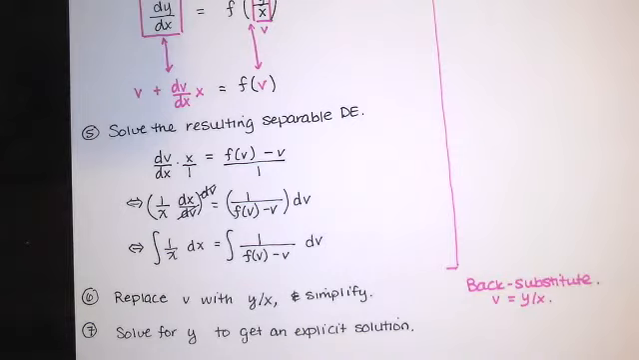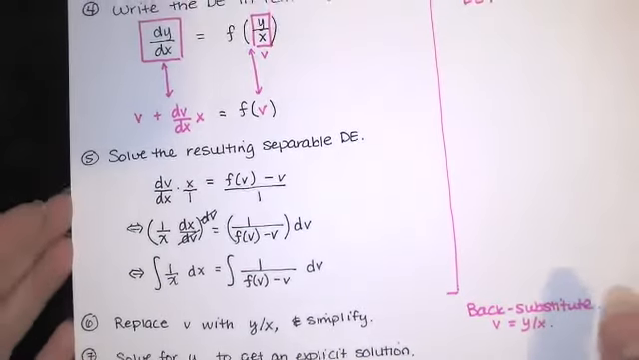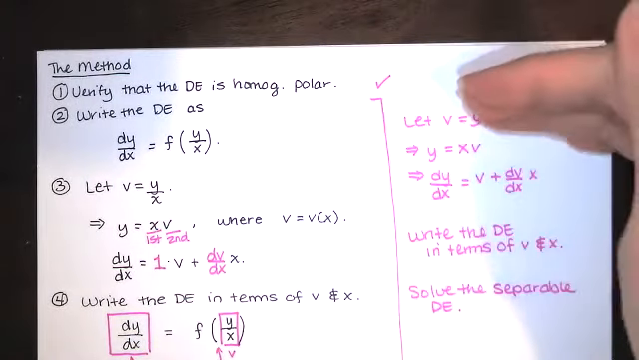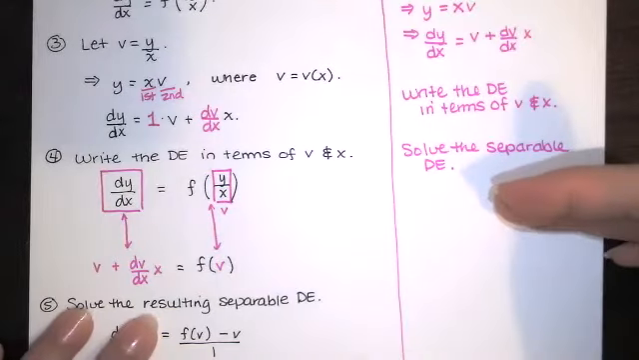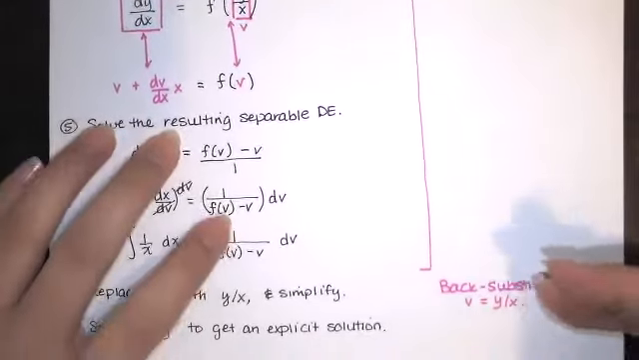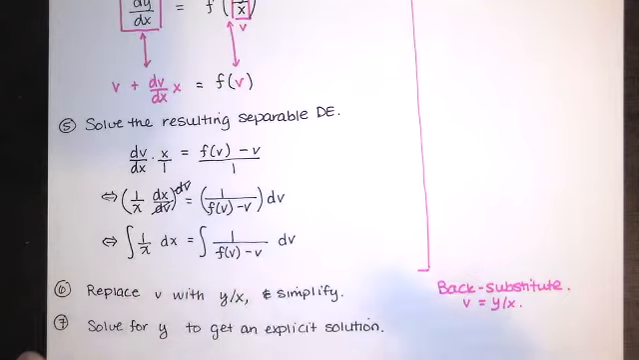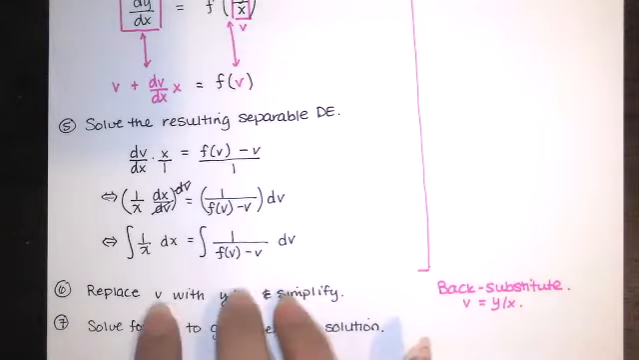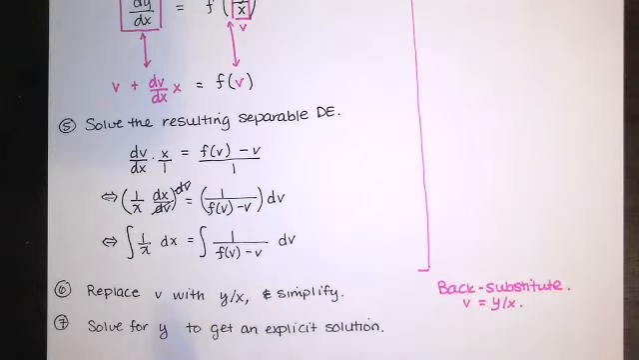Okay, so that is the summary of the method, the big picture. You recognize it is homogeneous polar. You let v equal y over x. Then the differential equation will be separable in v and x. Solve that differential equation for a function of x set equal to a function of v plus c. And then you've got an implicit solution. So you back substitute and you're done. Let's actually apply this now.